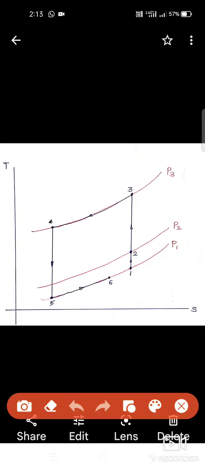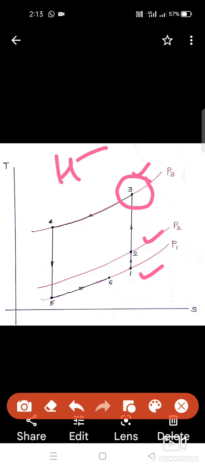Now in the TS diagram, process point 1 to 2 is a ramming, where the pressure of the incoming air is increased a little bit from P1 to P2. Then 2 to 3, this is a main compression process. This happens in a main compressor and the pressure is drastically increased from P2 to P3. So point number 3 will indicate high temperature and high pressure air.